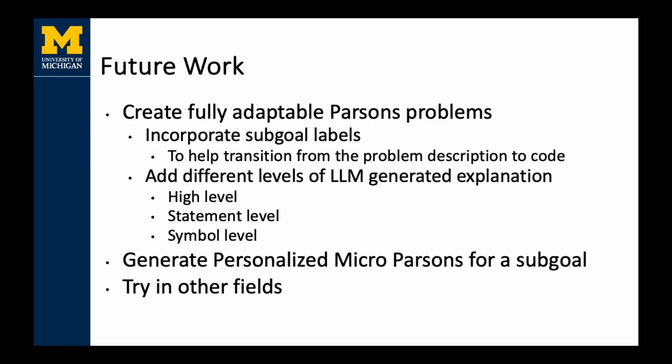And so we're thinking this full level. Plus, we also want to have full level explanations, anywhere from a high level explanation to a line by line explanation to a character explanation. What does this character do? What does this piece of a line do? We want to generate the personalized micro Parsons for each sub-goal. And then we want to try these in other fields too. So we've been using them in programming, but there are proof blocks that are used in math for discrete math. And we think this would be very interesting in math or in other fields. It doesn't have to be programming.